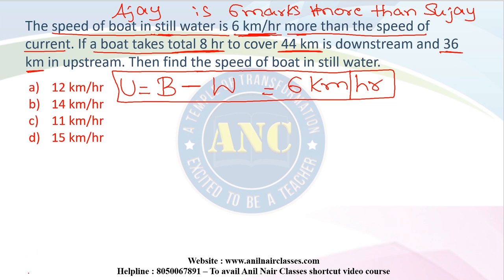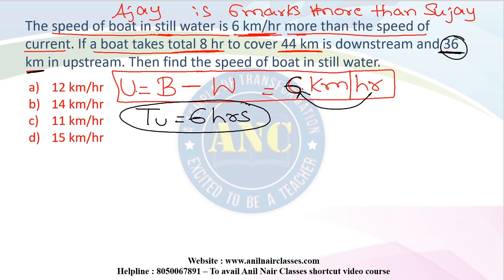Now think logically, they are saying that the distance traveled upstream is 36 kilometers. In 1 hour, it will cover 6 kilometers upstream. Upstream speed is 6 kilometers per hour. The meaning is, in 1 hour, it will cover 6 kilometers. But the total distance covered upstream is 36. So the total time taken upstream is, in 1 hour 6, to cover 36 kilometers, upstream time is 6 hours. I hope the concept is clear. Upstream time is 6 hours.